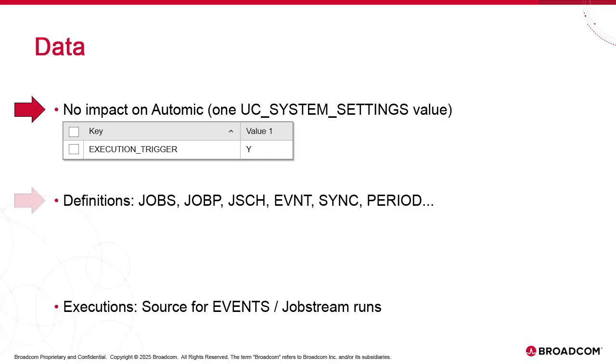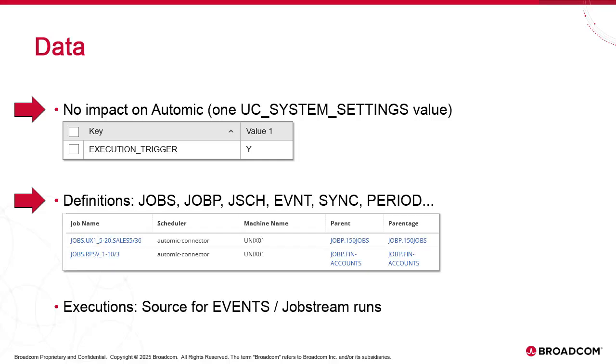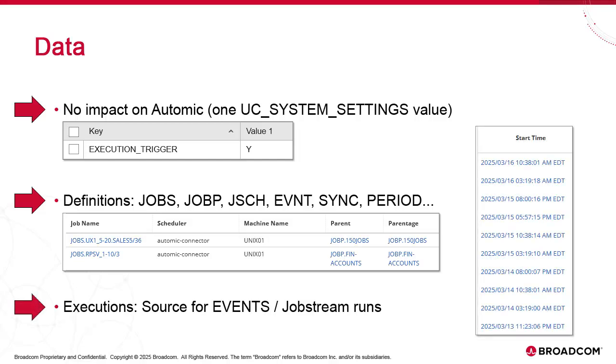AAI acquires data from the Automic REST API. Two data sets are needed for AAI to build its own data. First is object definitions like jobs, workflow, schedules, events, syncs, and periods. Second is execution data. This allows AAI to recreate an exact model of your operations and then deliver the benefits: analytics, SLA management, critical path management, advanced reporting, alerting, opportunities for optimizations, and more.